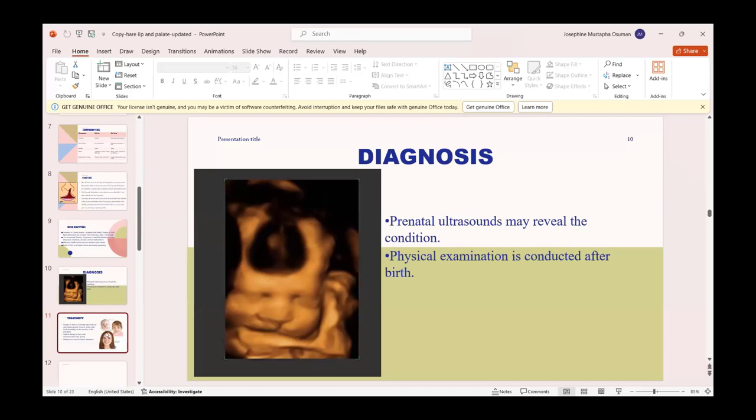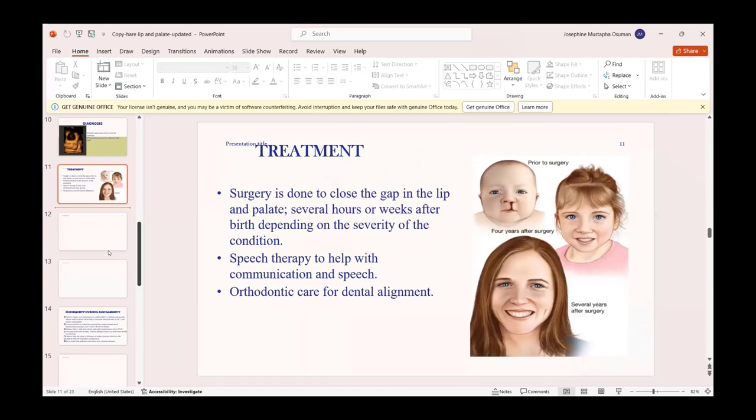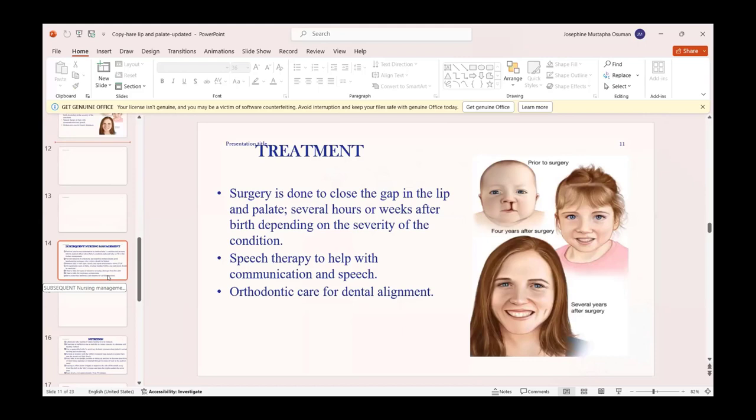With the treatment, surgery is done to close the palate and the lip. This is done several weeks after birth, depending on the severity of the condition. Just like we said with the cleft lip, it can be done maybe weeks after birth, but with the palate, it may take some years before surgery is done.